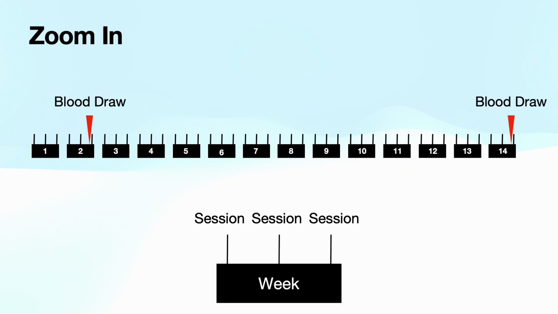Here is another schematic to show you more clearly when the blood draws were performed. They are marked by the red arrows, so at the end of the 2 weeks and at the end of the 14th week.